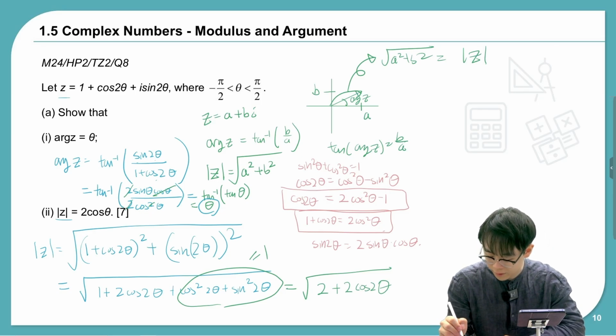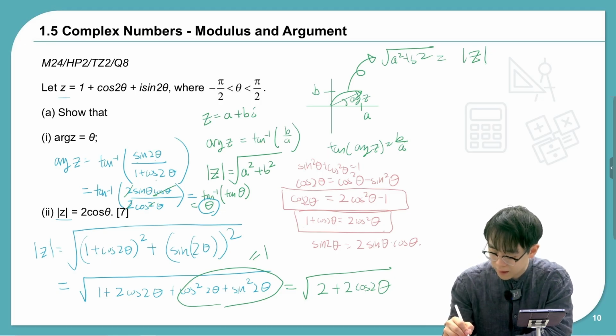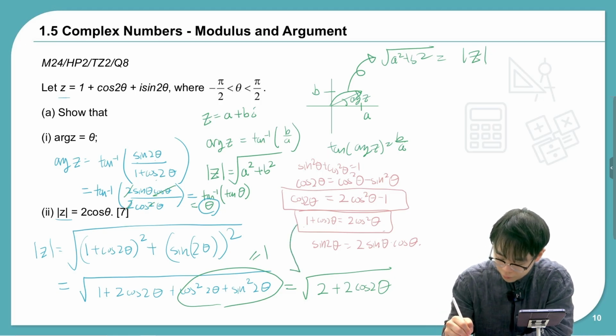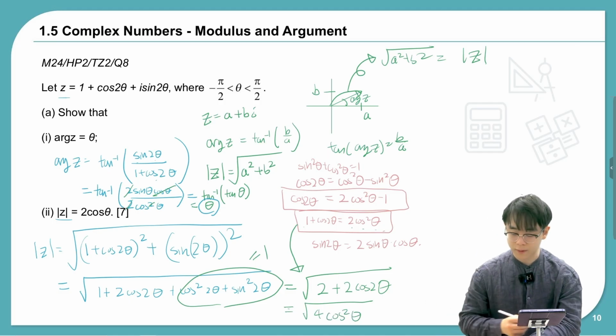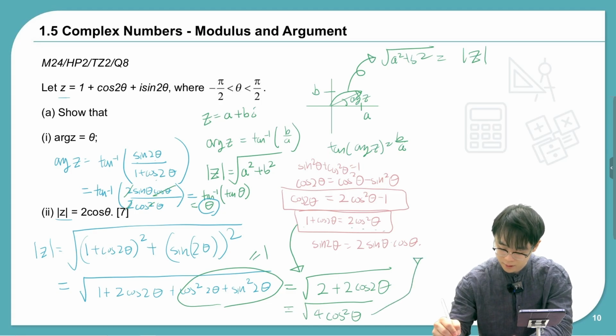And what we found out earlier was that if we had 1 plus cosine 2 theta, that would be 2 cosine squared theta. So using that identity once more, we can say this is now 4 cosine squared theta. And performing this square root, we would actually get just 2 cosine theta.